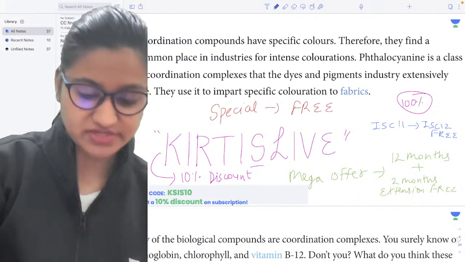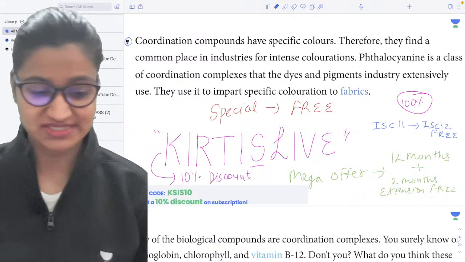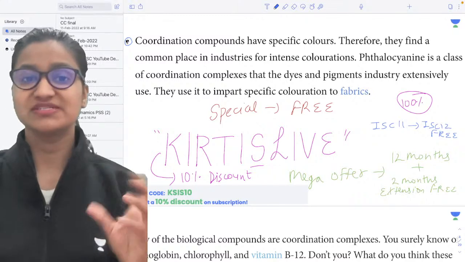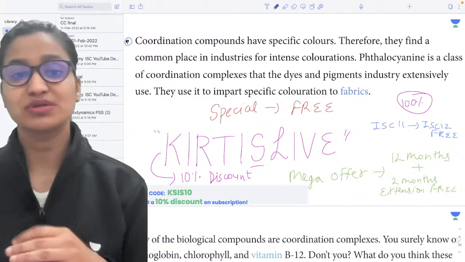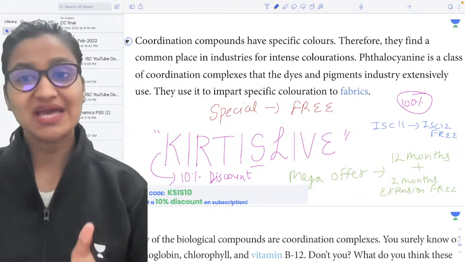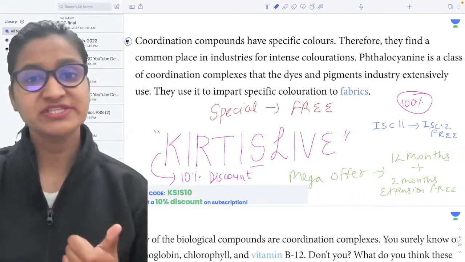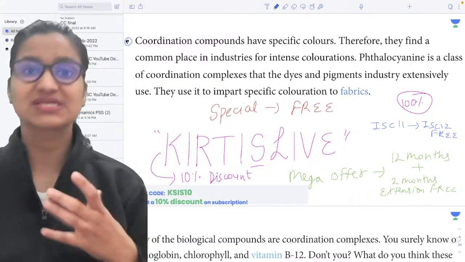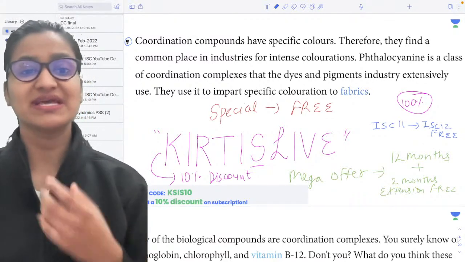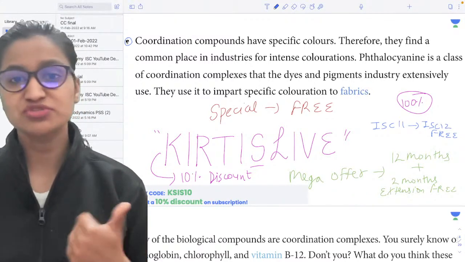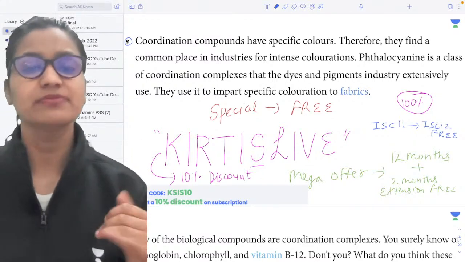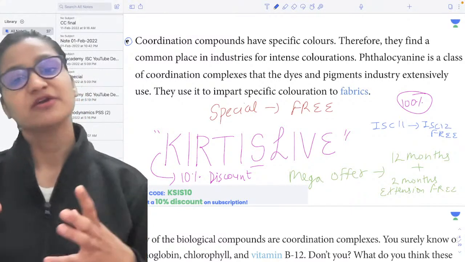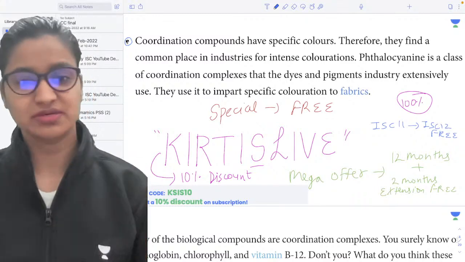Now let's look at this point which we have already discussed, that is, coordination compounds have specific colors, right? Therefore they find a common place in industries for intense colorations. Phthalocyanine is a class of coordination complexes that the dyes and pigment industries, wherever the color is required, extensively use. They use it to impart specific colorations to the fabrics, कपड़ों को रंगने के लिए, to fabrics को color करने के लिए we use coordination compounds, okay?